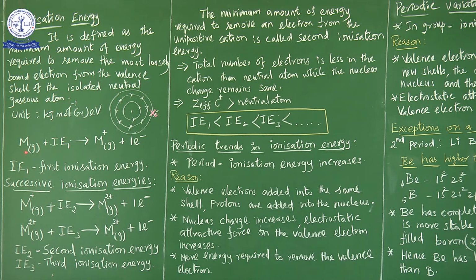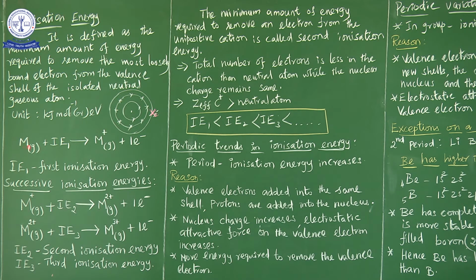So M stands for metal, M means a metal atom. It exists in the gaseous state. So g indicates its phase, its physical state, gaseous state. IE: I means ionization energy, and 1 indicates the first ionization energy. That means removal of the first electron from the neutral gaseous atom.